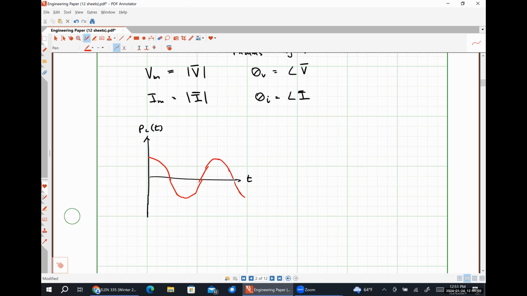So anytime our instantaneous power is above our horizontal axis, this means that we are absorbing power. And anytime our instantaneous power waveform is below the horizontal axis, this means that we are absorbing negative power or we are supplying positive power, right? So effectively, in our energy storage elements in an AC system, we see that exactly half of the time they absorb power from the source, and exactly half of the time they supply power back to the source.